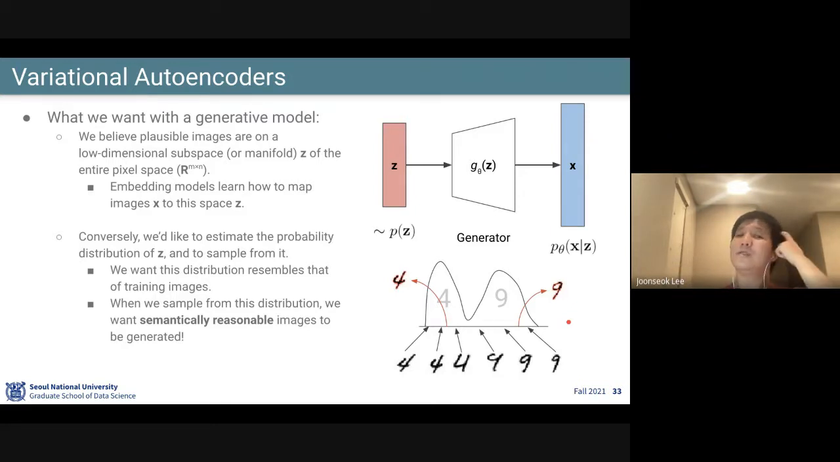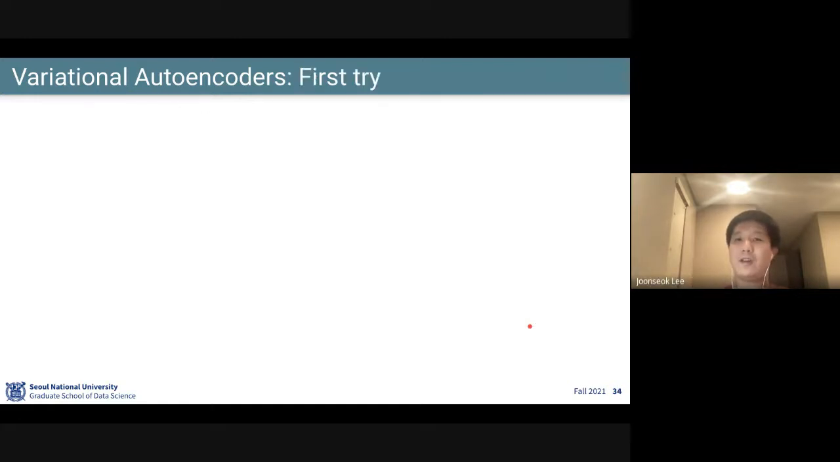So is there any way we can do this? We'd like to estimate the probability distribution of Z like that and sample from it, giving semantically reasonable images for each mode of those distributions. So how can we achieve that? The very first try was like this.